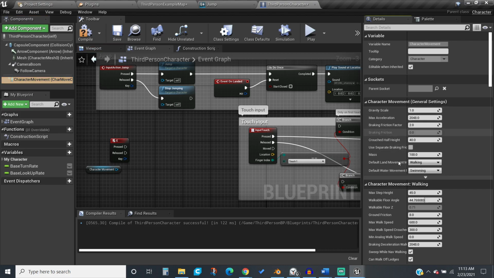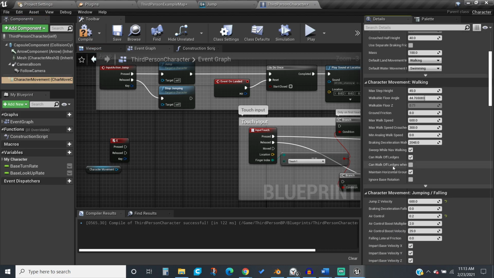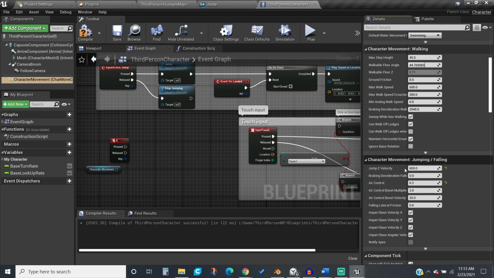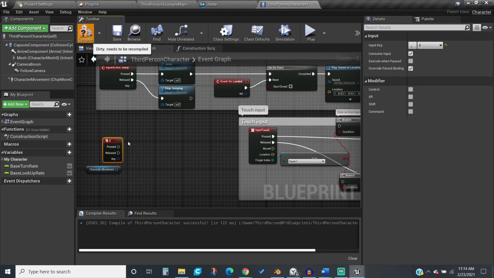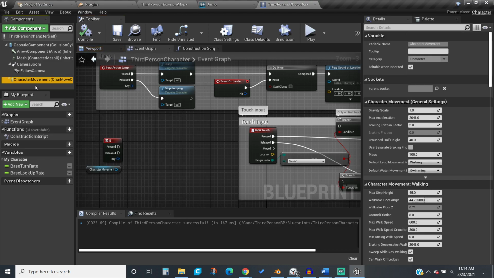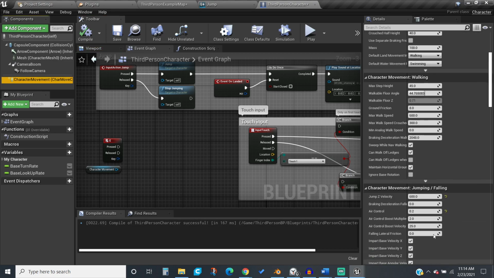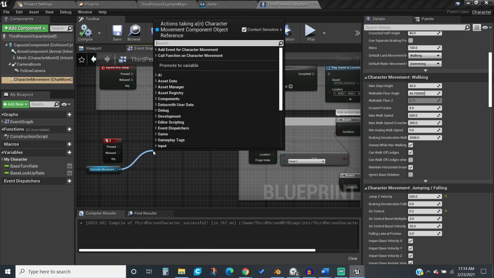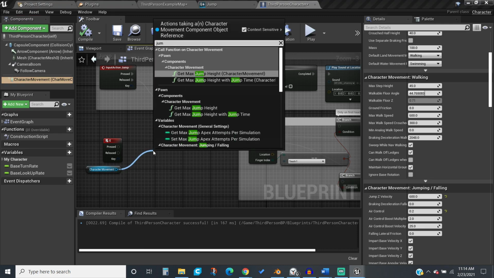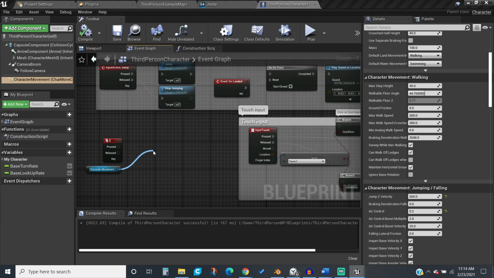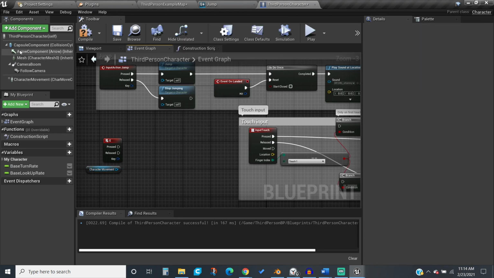If I reset that, and then we have another thing, jump Z velocity. It's basically how much velocity we should apply when jumping. So maybe how much force we should apply. We can set this to jump Z velocity. You can get it and set it.